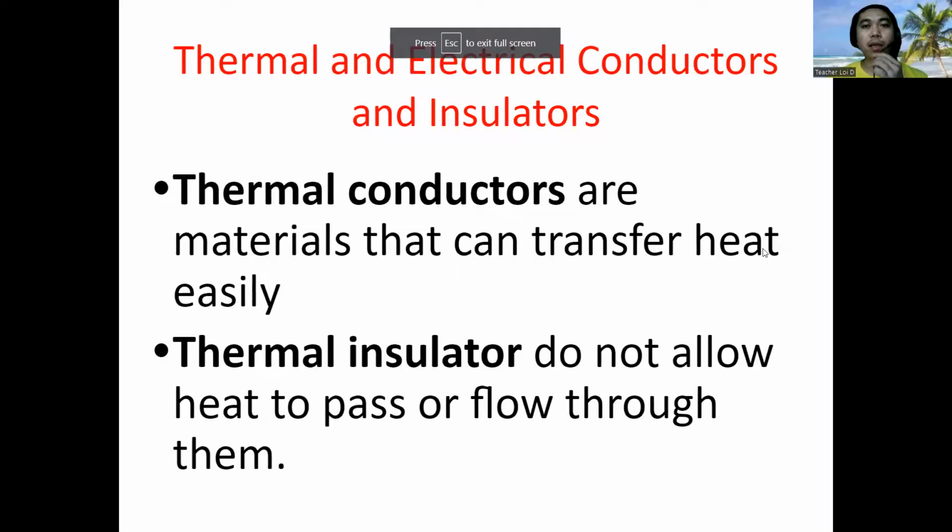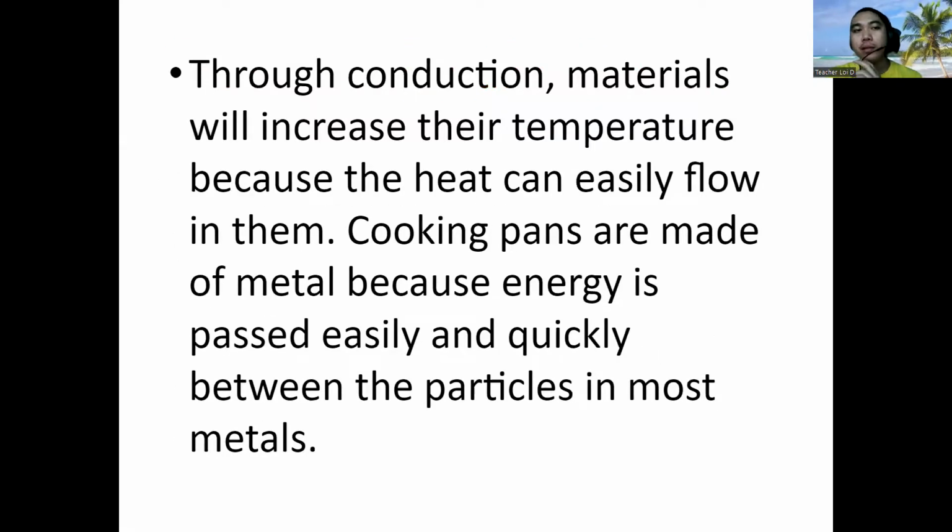So we have thermal and electrical conductors and insulators. So what are thermal conductors? These are materials that can transfer heat easily. And thermal insulators do not allow heat to pass or flow through them. Okay? Through conduction, metals or materials will increase their temperature because of heat, because the heat can easily flow in them. Cooking pans are made of metal because energy is passed easily and quickly between the particles in most metals.